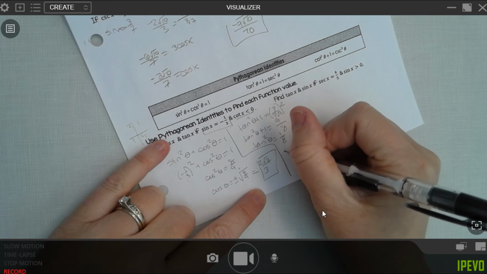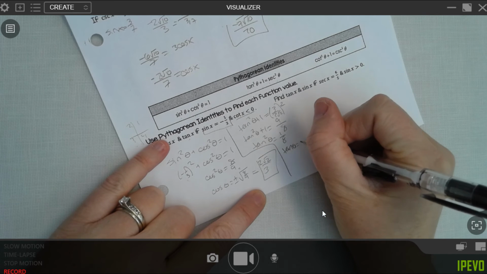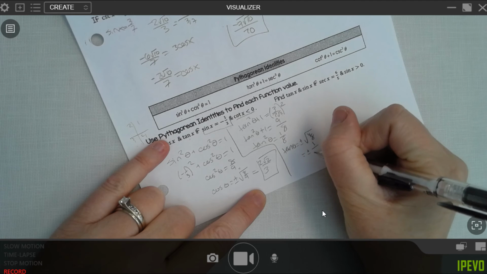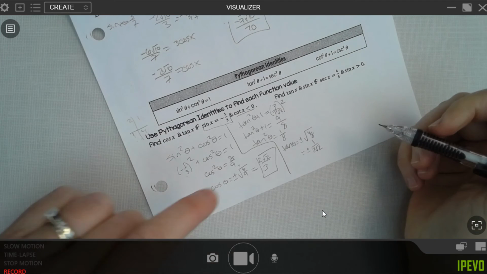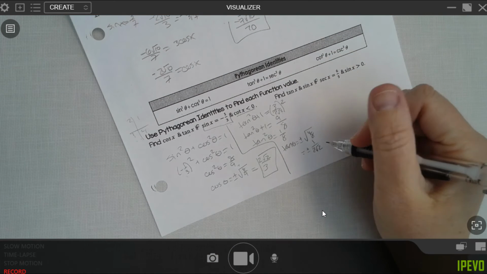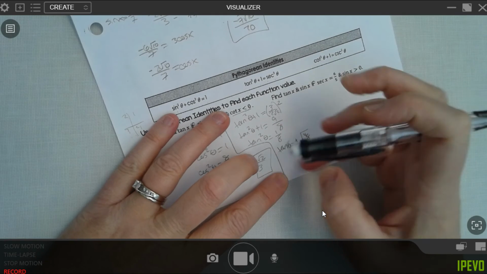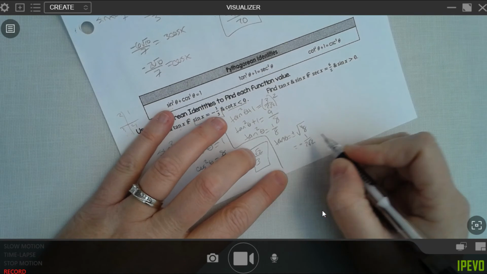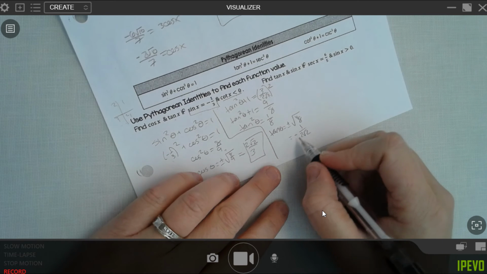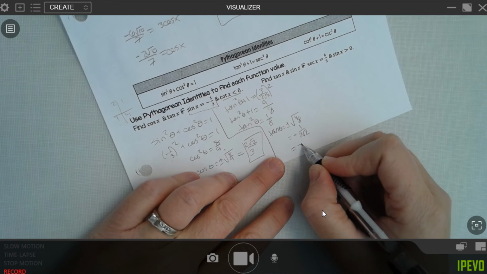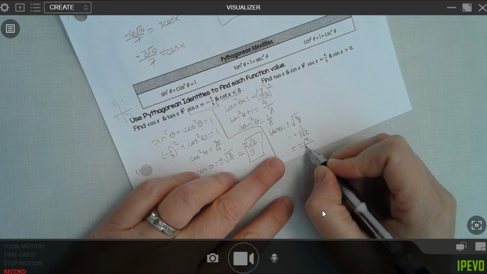So then I'm going to square root both sides. So tangent theta would be plus or minus the square root of 1/8, which equals plus or minus 1 over 2 radical 2. And then tangent, we know cotangent's negative, so tangent would also have to be negative there. If you wanted to rationalize the denominator, you would multiply top and bottom by radical 2. So you'd have negative radical 2 over 4.